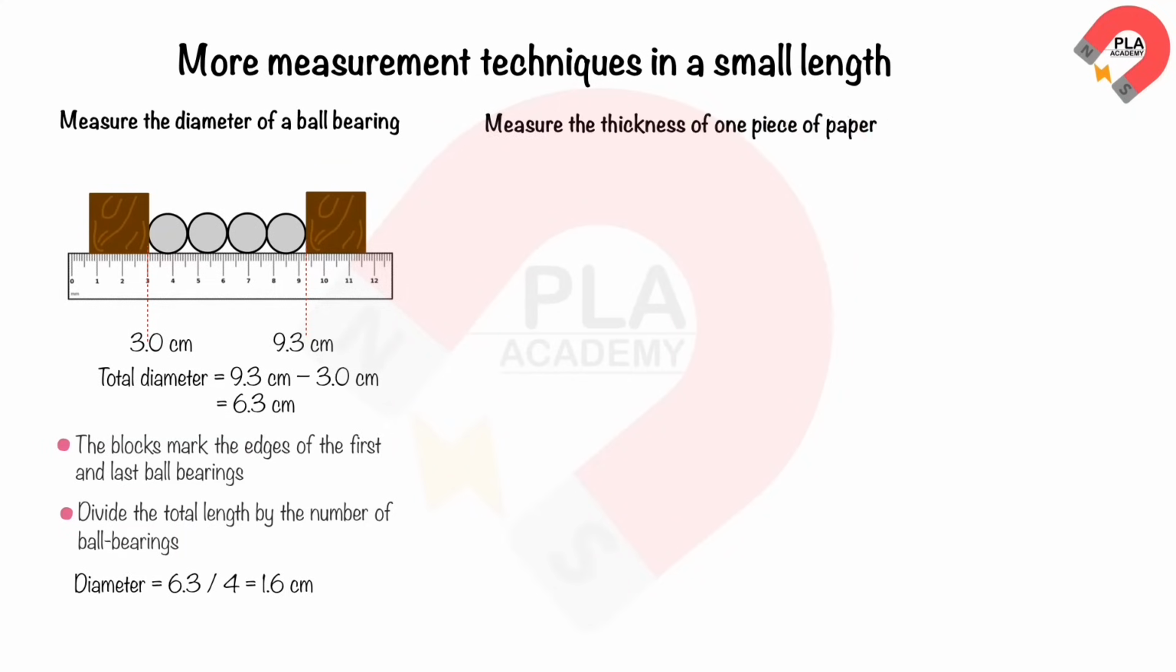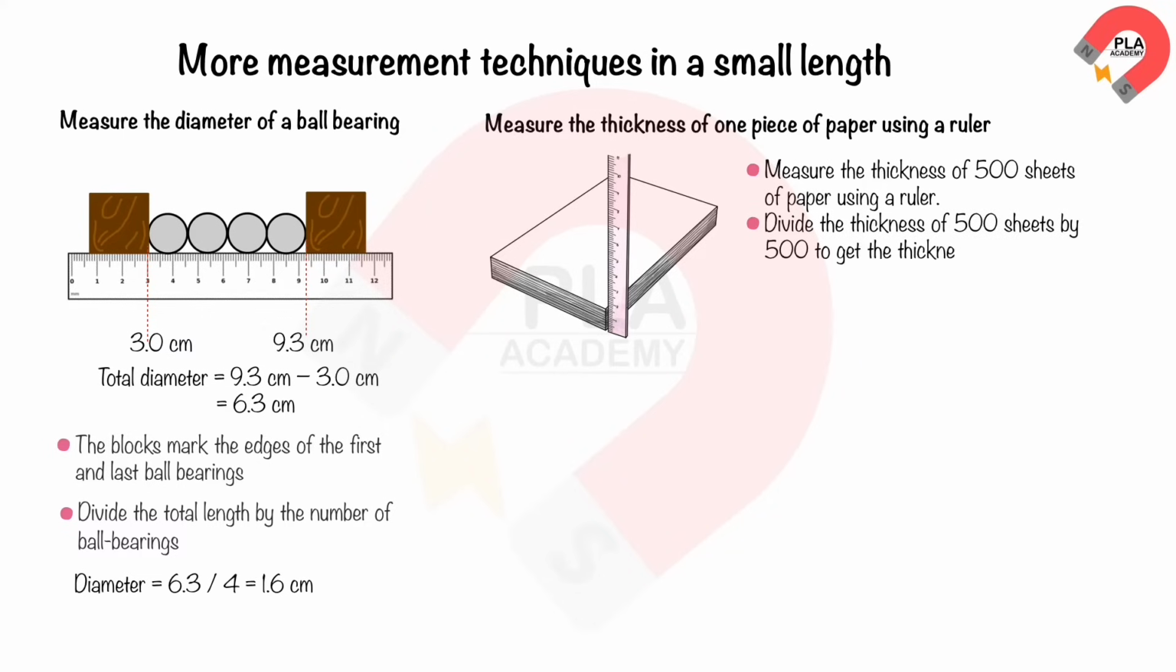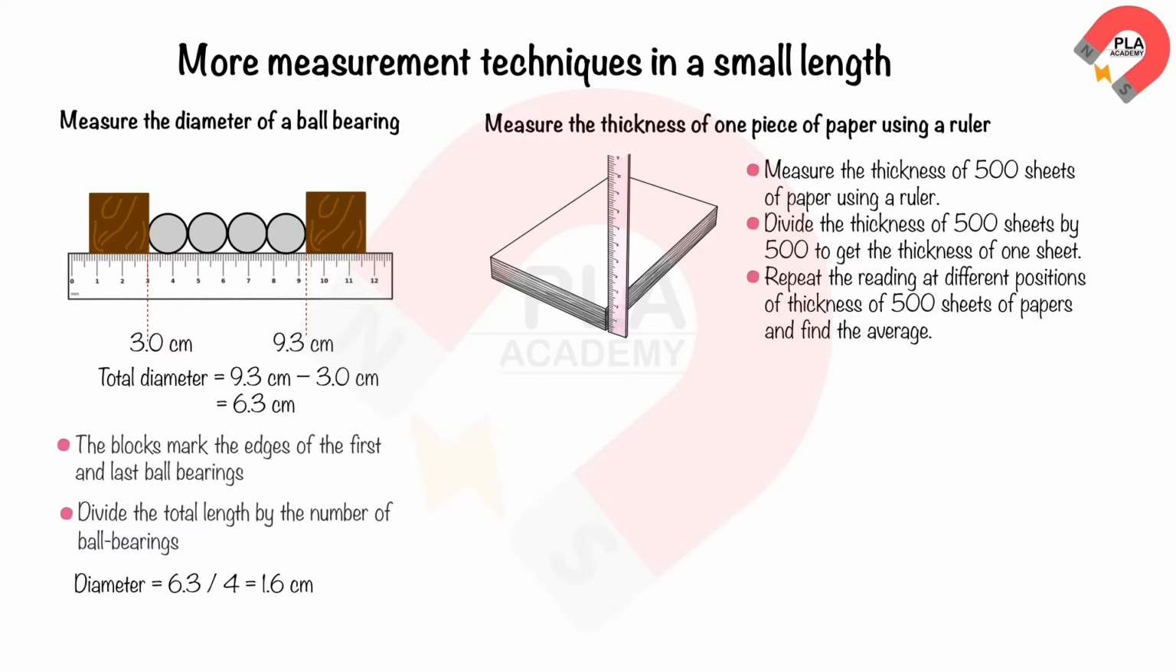Measure the thickness of one paper. Using a ruler, measure the thickness of 500 sheets of paper. Divide the thickness of 500 sheets by 500 to get the thickness of one sheet. Repeat the reading at different positions of the 500 sheets of paper and find the average.